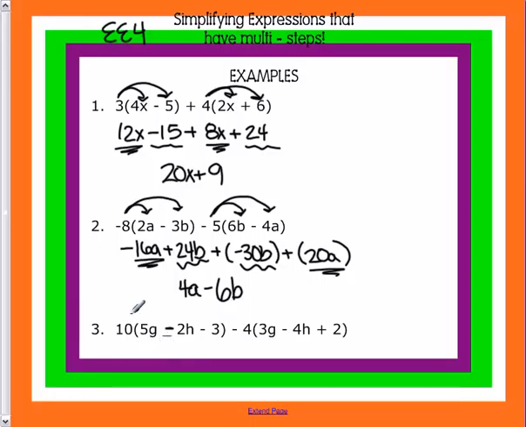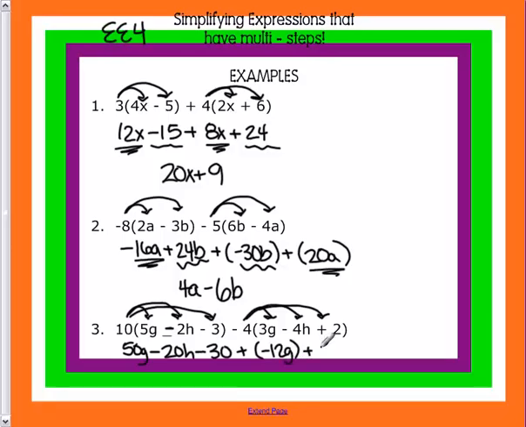Okay, this is supposed to be a subtraction. So this is a 10 times a 5g, a 10 times a negative 2h, and a 10 times a negative 3. So this would be 50g minus 20h minus 30. This is a negative 4 times each and every piece that you see here. So this would be plus a negative 12g plus 16h minus 8.